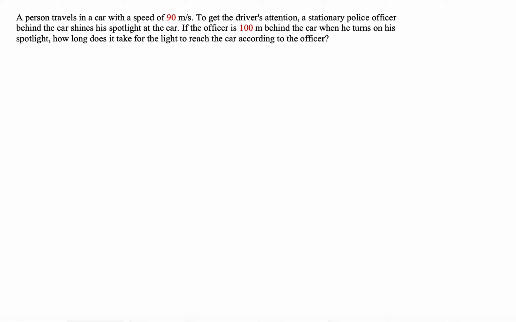All right, this question says, a person travels in a car at a speed of 90 meters per second. To get this driver's attention, a stationary police officer shines a spotlight at the car. If the officer is 100 meters behind the car when turning on the spotlight, how long would it take to reach the car, according to the officer's frame of reference?